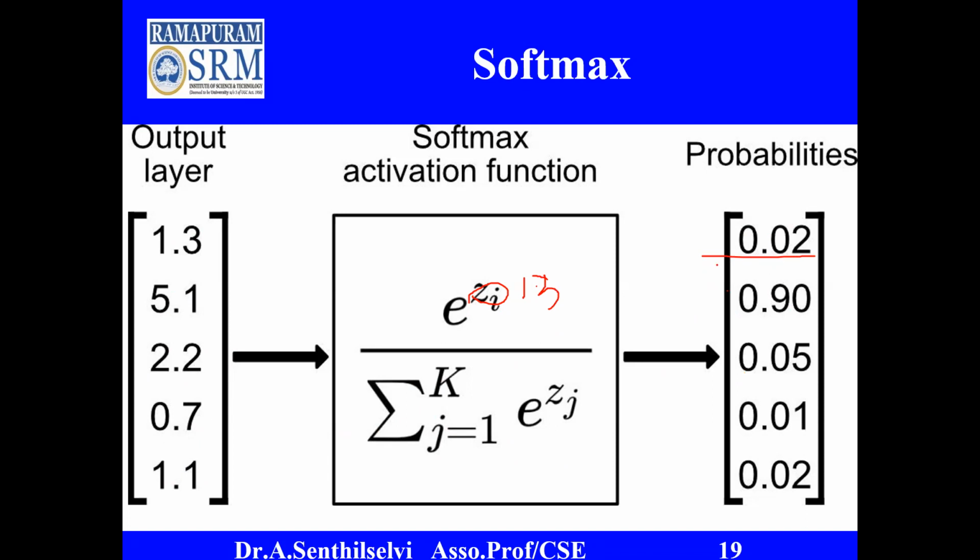See here, in our output, this belongs to class 0, this belongs to class 1, this to class 2, this to class 3, and this to class 4. So the class 1 probability is 0.90. That's why we conclude that our given input belongs to class 1. This is how the softmax function works.